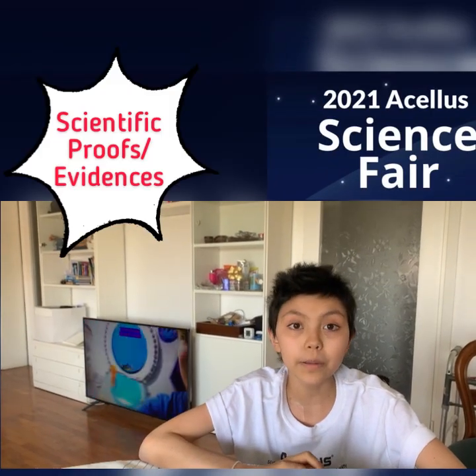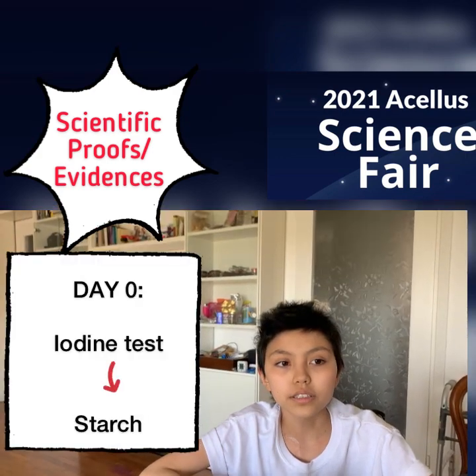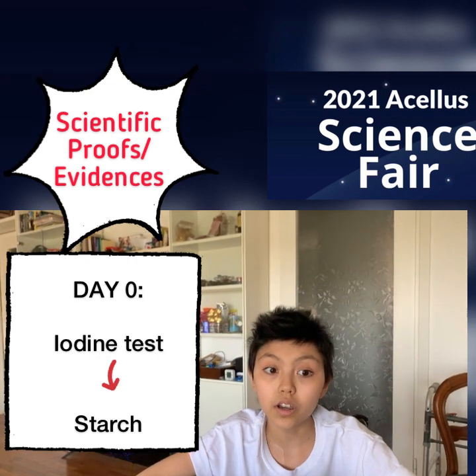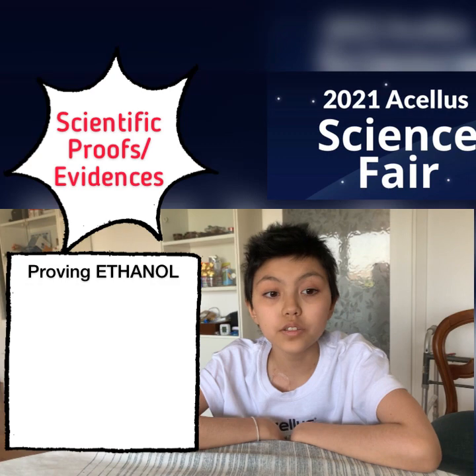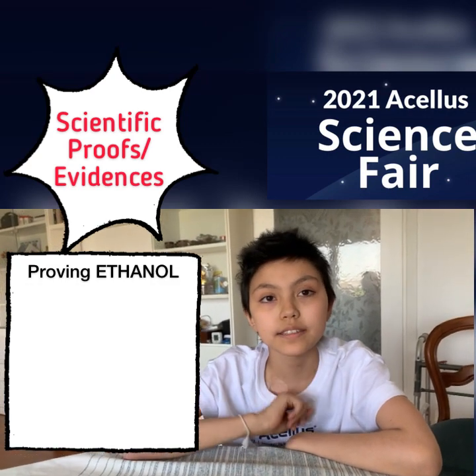To prove the chemical equation, I'll perform some tests. On day 0, I'll do an iodine test to prove the presence of starch in rice. The next step is to prove the presence of ethanol, which I'll do with 2 tests.